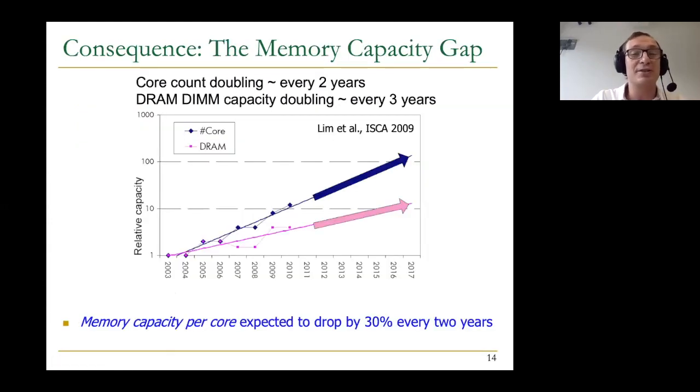So let's take a look at actually the memory capacity gap. This is from a paper that was written by HP Labs and the University of Michigan. It's a nice paper. It was published in ISCA 2009. You can read it. It's going to be part of the reading list for this lecture. But basically, these folks have done some analysis in 2009, and they basically looked at just trends. And they found out that the core count is doubling approximately every 2 years, and DRAM capacity is doubling approximately every 3 years. So they call this the memory capacity gap. They basically said memory capacity per core is expected to drop by 30% every 2 years.